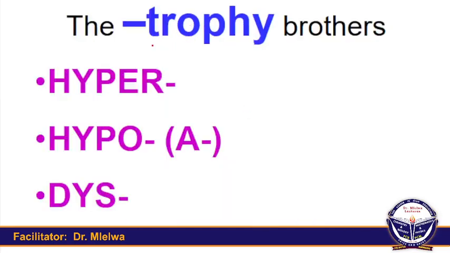But also we have the trophy brothers, which we have hypertrophy. Trophy means size. So hypertrophy is increasing the size of the cell, and hypo or atrophy is the decrease in size, and this means change in size of the cell.